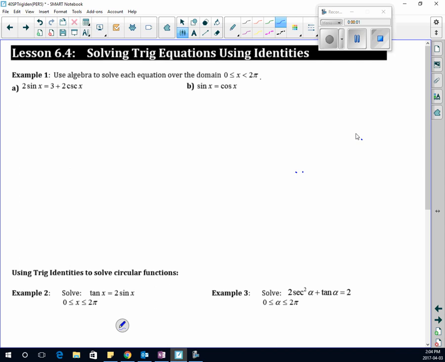So today we're solving. Everything we've learned up until this point with all the formulas, we'll be using to solve. Okay, example 1a. 2 sine x equals 3 plus 2 cosecant x. So what do you think we should do? This is not a proof. This is a solve. Yes, change cosecant to sine. So 2 sine x equals 3 plus 2 times 1 over sine x. Okay, what should we do next?